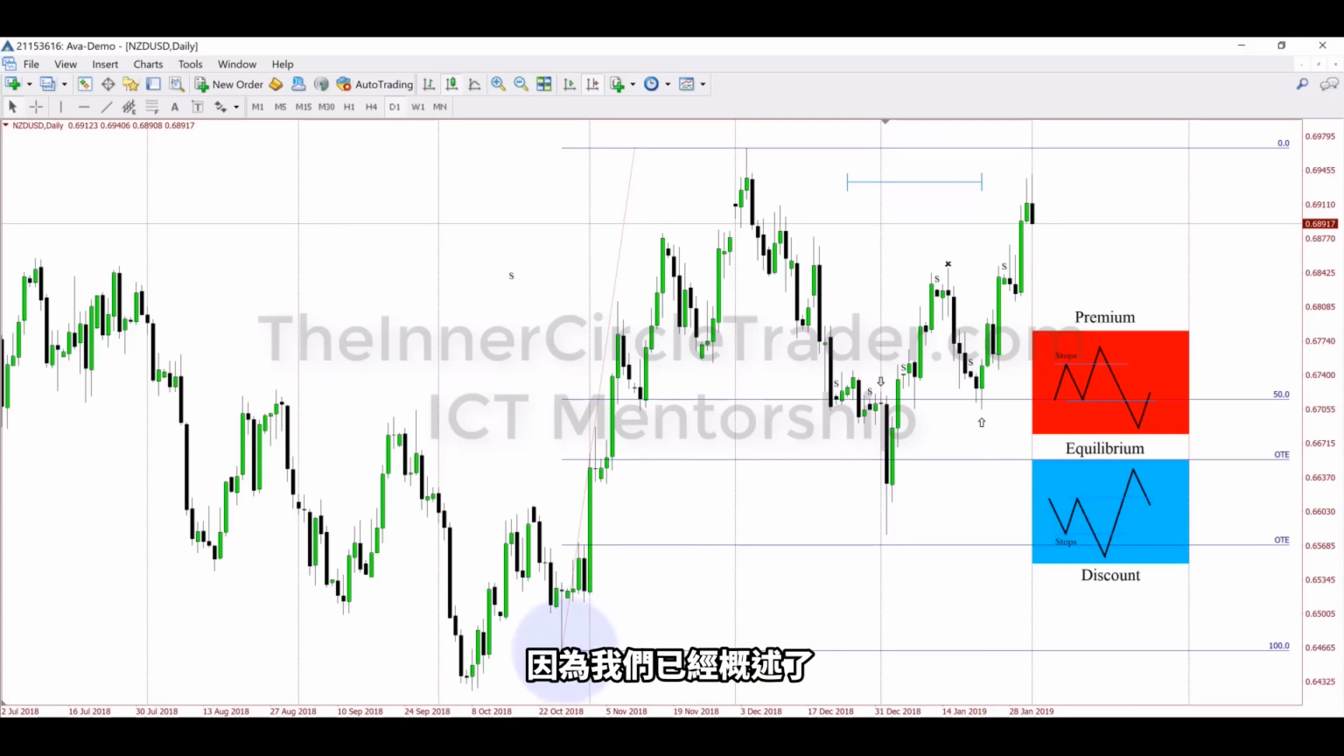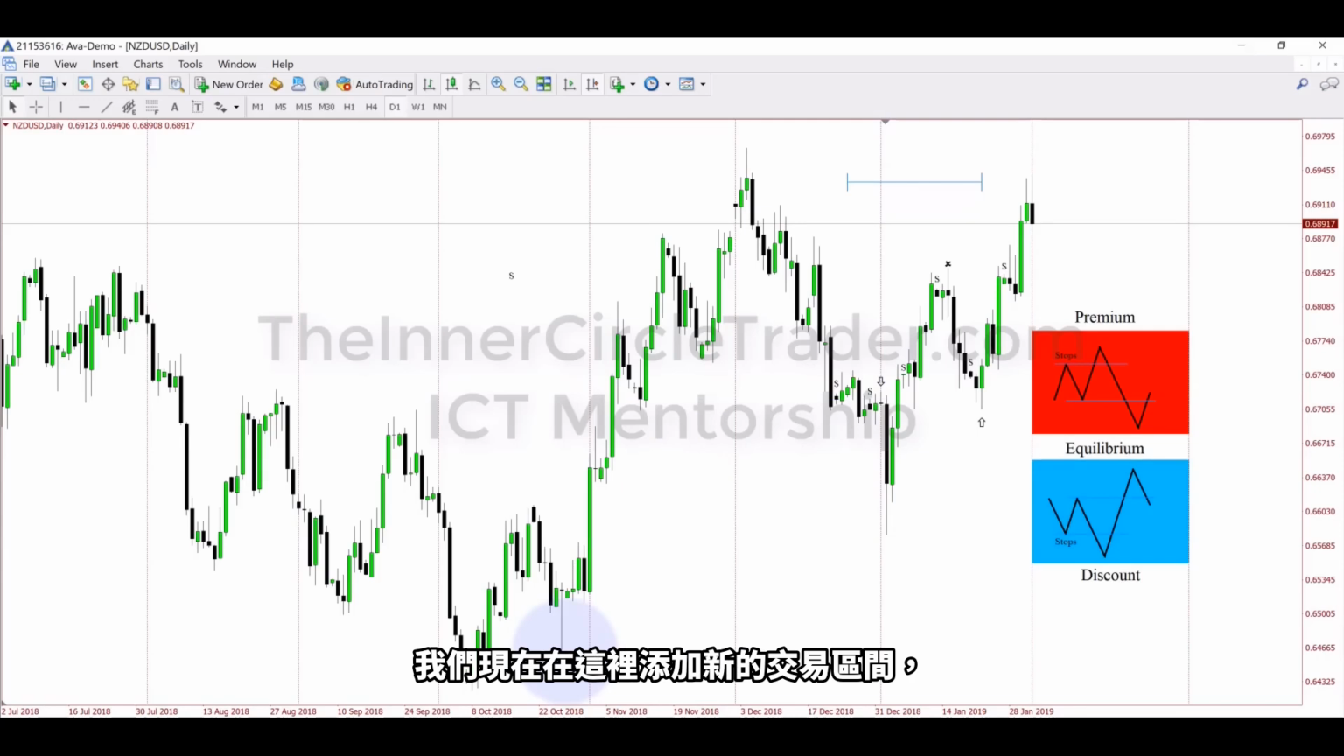Now, if we take this dealing range away, because we've already outlined really what the point of it all was, we add now the new dealing range in here, because inside this parent price swing from this low to high, now we had this run here. And we want to see it come back to this price point because it's this pattern here.